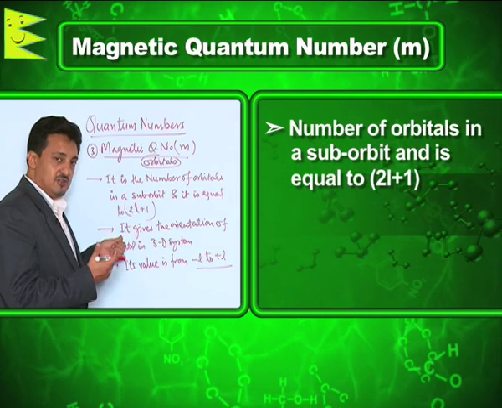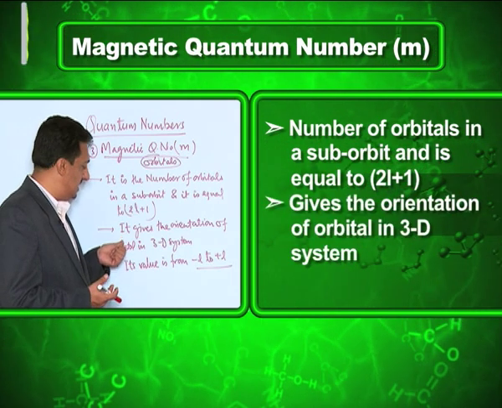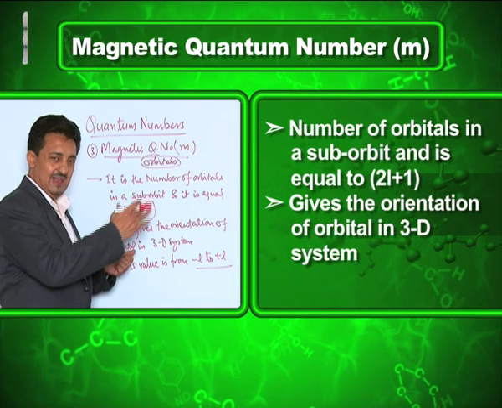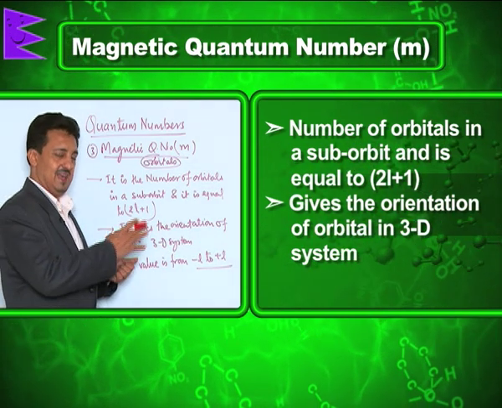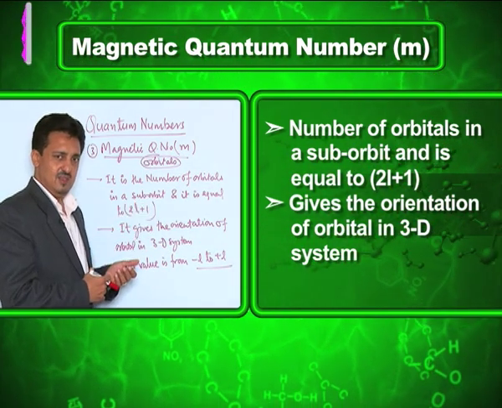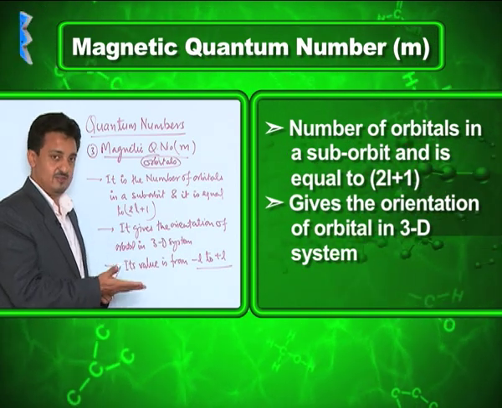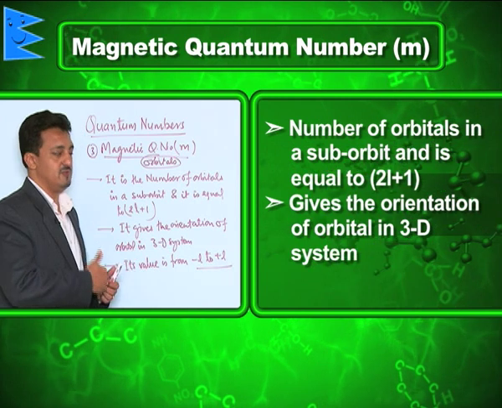The second thing it talks about is that it gives us the orientation of the orbitals in the three-dimensional system. In what directions the orbitals are aligned, like whether they are along the x-axis, y-axis or z-axis. Or we can say it gives us the orientation of the movement of the electron in the three-dimensional system, because it is actually the electron which is moving in these orbitals.